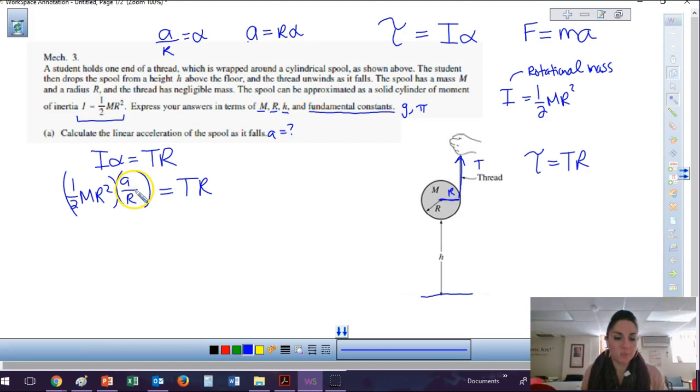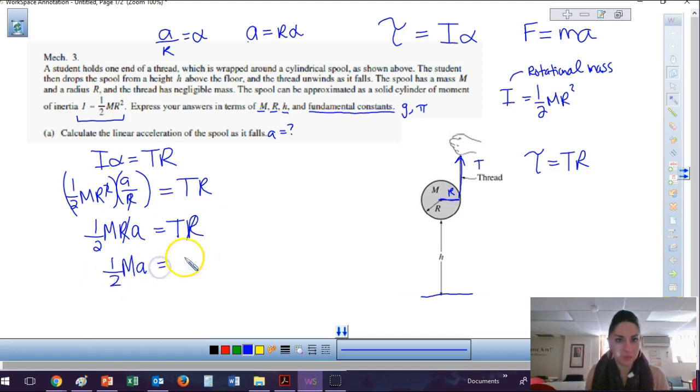I'm going to simplify a couple things here to make things a little easier. I see that this is below, so that'll cancel out one of these r's. So I get 1/2 mr alpha equals TR. Now we can simplify one more. We can see that the r's do go away. So I get 1/2 ma equals T.